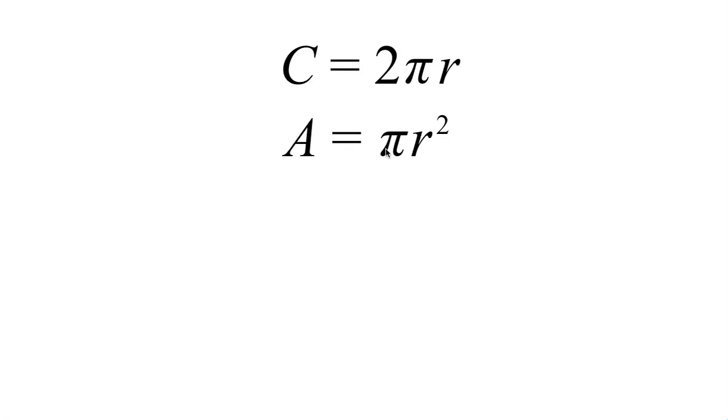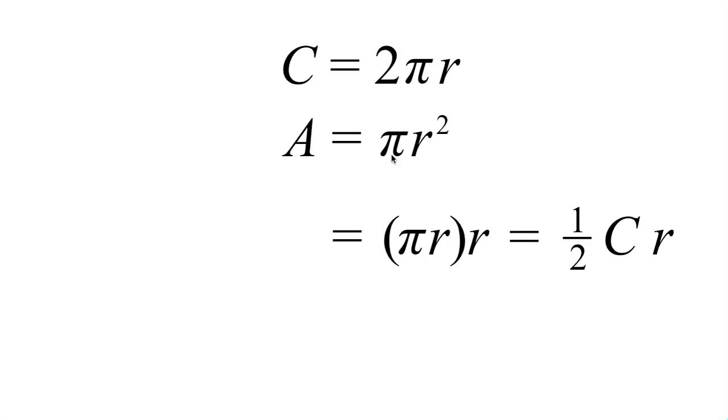The second formula, though, is really different. Why does pi show up again here? Why should this crazy number pi show up in the area formula? Well, it's because the area formula really is this. If I rewrite it as pi r times r, instead of r squared, r times r, pi r is half of the circumference. So this is the area formula.